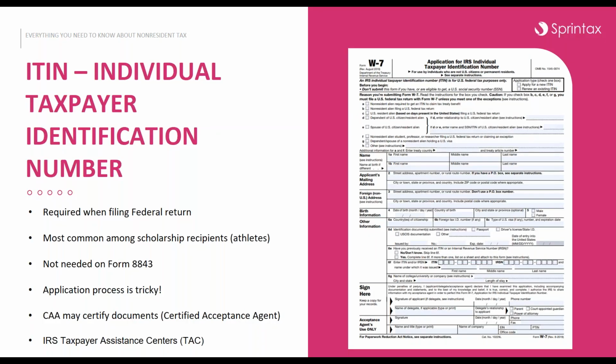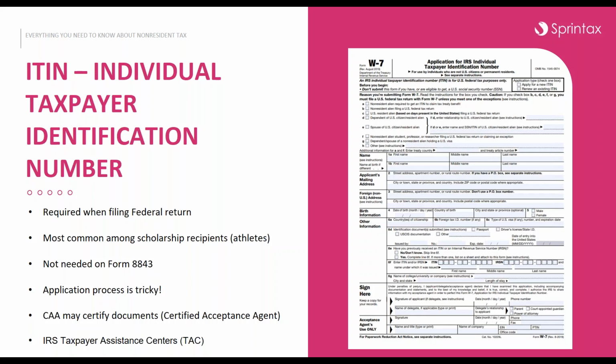So next up then is the ITIN, or the Individual Taxpayer Identification Number. An ITIN is a tax number that applies to somebody that has triggered a filing requirement here in the US, but is not eligible to work in the US. So who might that be?